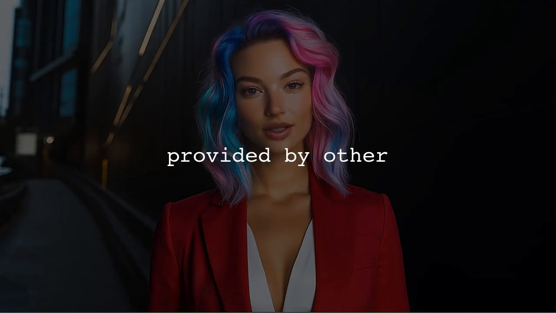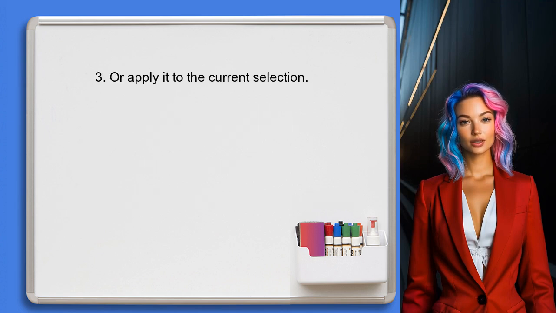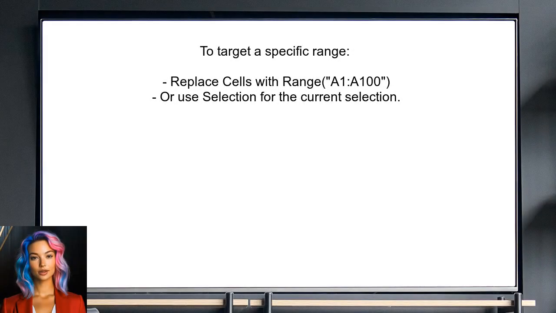Now let's look at the answers provided by other users. As an alternative solution, you can use a method that selects all cells containing constant values, which are non-formula cells. This approach is faster than iterating through each cell. You can achieve this with the command Cells.SpecialCells(xlCellTypeConstants, 23).ClearContents. If you want to limit the operation to a specific range or selection, simply replace Cells with your desired range, like Range("A1:A100") or Selection.